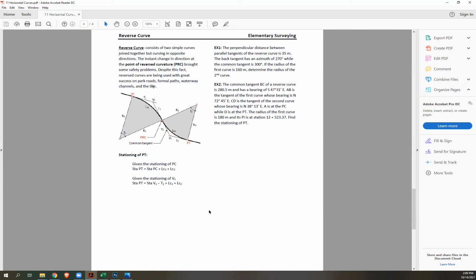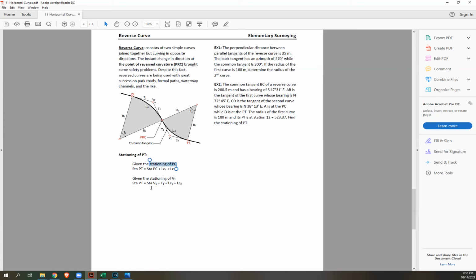Okay, so equations for reverse curves are also the same as for a simple curve for your R1, I1, LC1. All the same equations, similar to your I2, L2, LC2, etc. We have this line, which is also your common tangent, and then the point where your two curves meet is PRC. For your compound curve, it's PCC. Here, it's PRC. And then let's get the equations for stations.